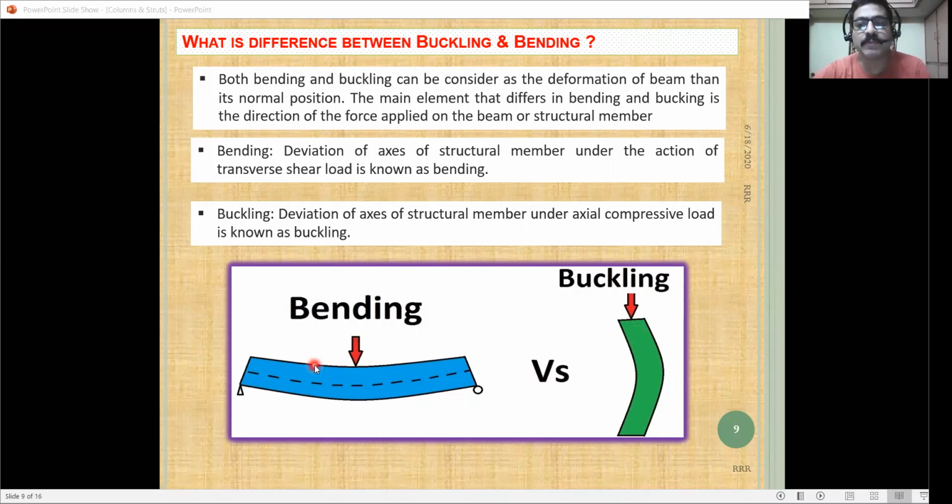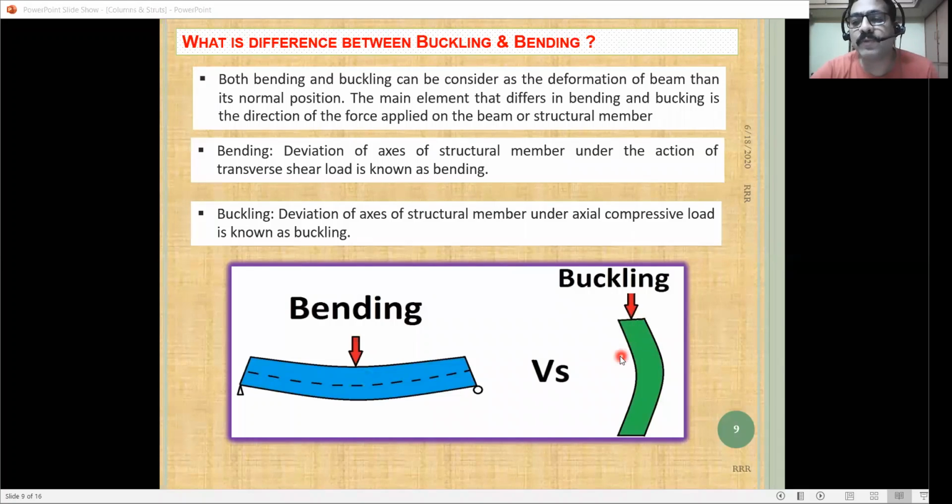Again, I am repeating. In bending, the force is applied perpendicular to the member. The member is like this. It may be a beam or a column, but normally a beam may not be called buckling, because normally in beams we neglect the axial force. That's why we never consider the axial forces in beams. But in columns the axial force is the main criterion, so that's why we call it buckling, not bending.